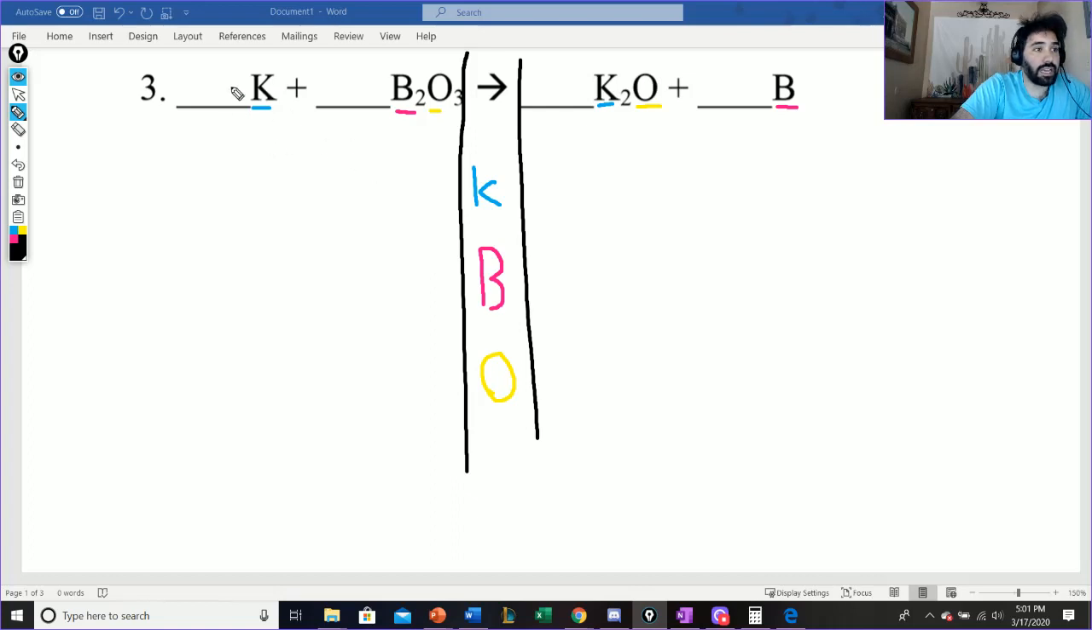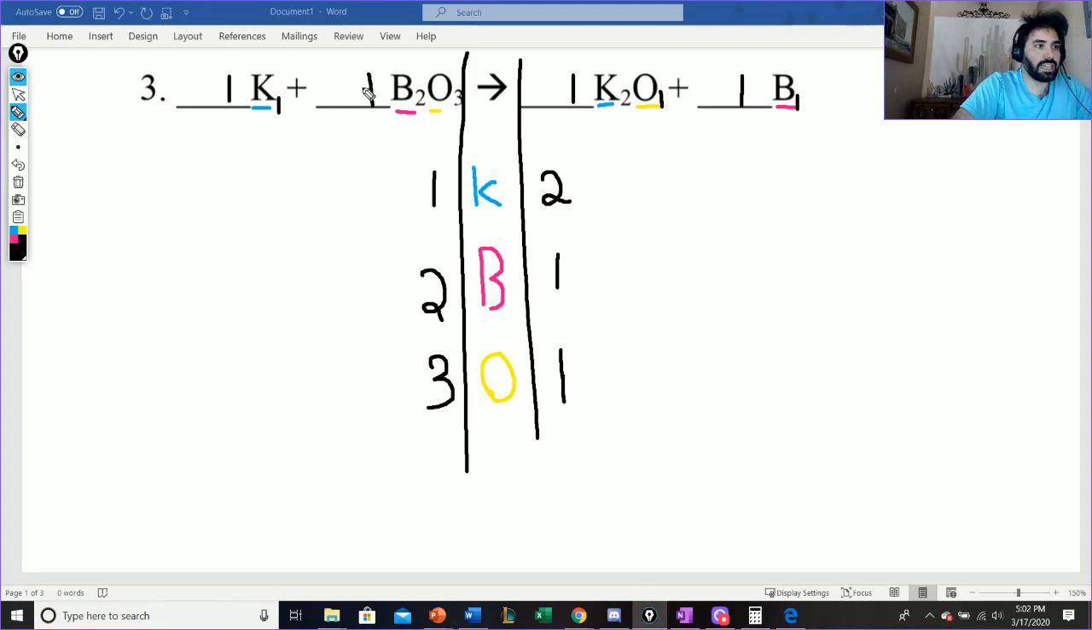How many potassiums do I have? Well, I have 1 times 1. I have 1 potassium. How many potassiums do I have on the right side? I have 1 times 2. That's 2 potassiums. How many borons do I have on the left side? I have 1 times 2. That's 2 borons. And on the right side, I have 1 times 1. It's 1 boron. On the left side for oxygen, I have 1 times 3. That's 3 oxygens. And I have 1 times 1. That's 1 oxygen.